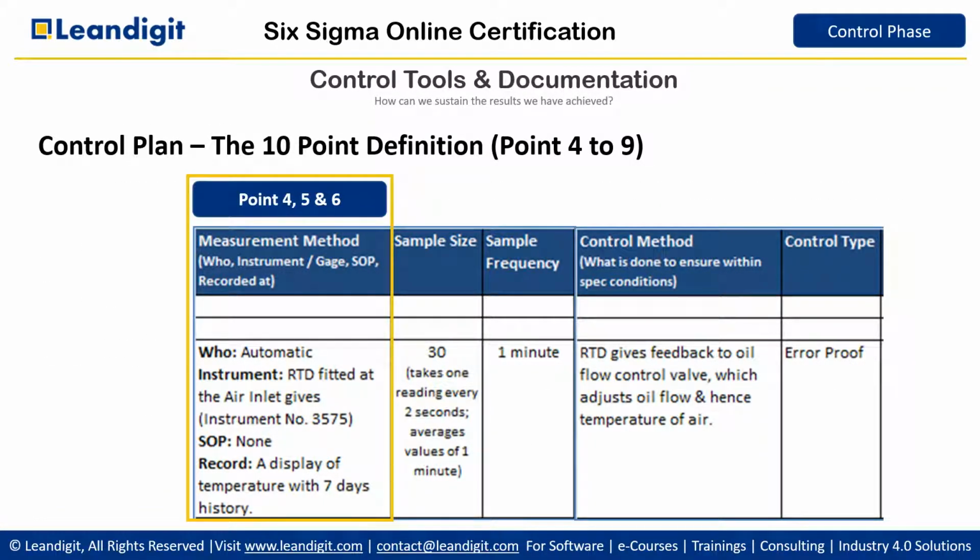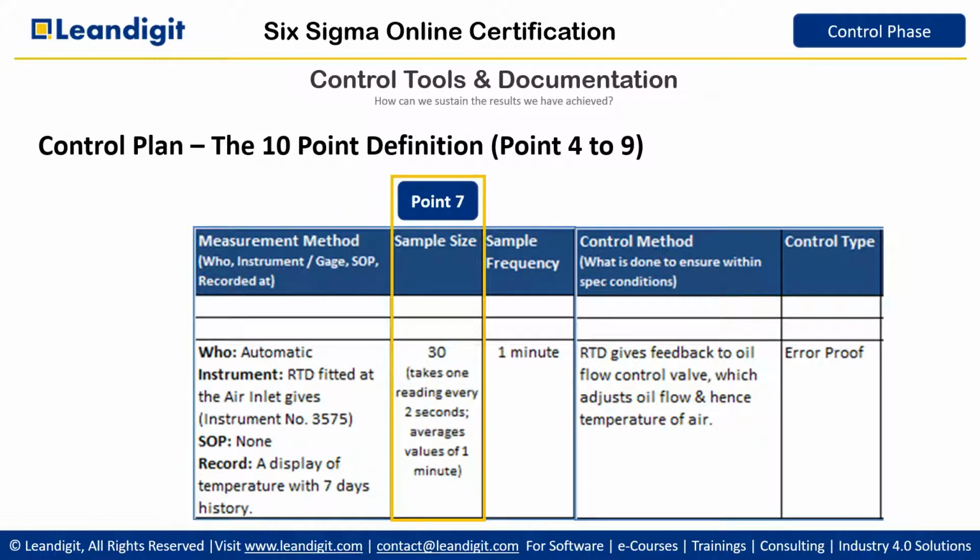Points number 4, 5, 6, which mean measurement method, who measures, and where recorded, are mentioned in this section. In the example, we are saying the measurement is automatic, not manual. Then we mention which instrument is being used, which is an RTD fitted at the air inlet, which gives us the temperature. And we have mentioned the specific instrument number which we are referring to here. SOP in case of manual is mandatory, but in case of automatic it is optional. Then how do we record it? It is a display of temperature, and a 7-day history is available in the system. So this defines points number 4, 5, 6.